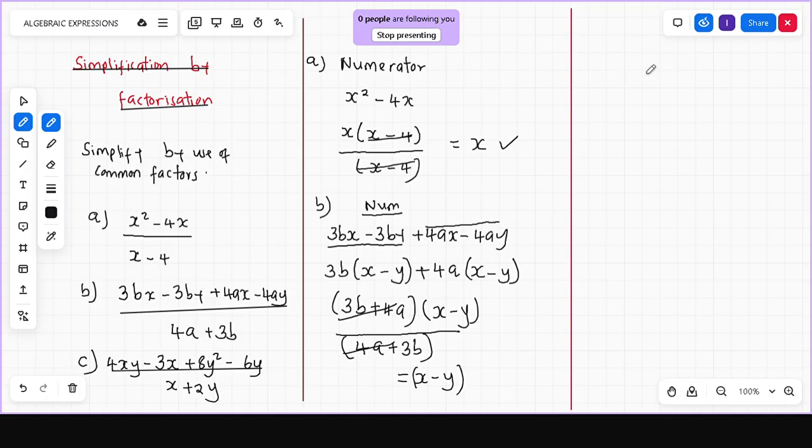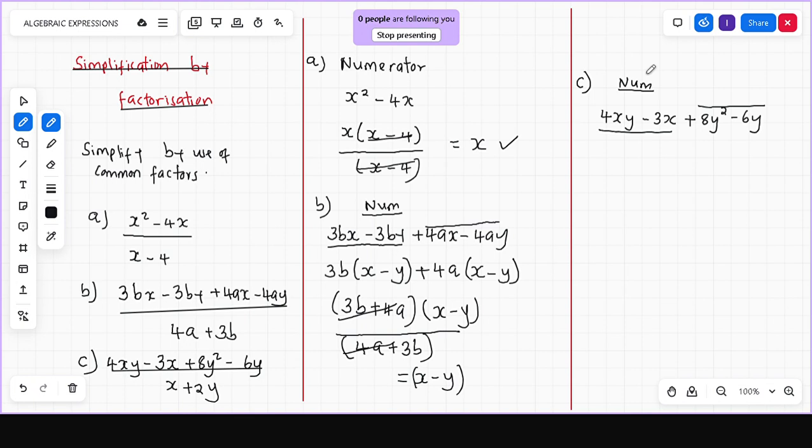Now when you come to part C, we have the numerator. The numerator in part C is 4xy minus 3x plus 8y squared minus 6y. So we need to factorize, we need to pair them, the first two and the last two. So the common factor in the first two is x. x is common in 4xy and also in 3x.